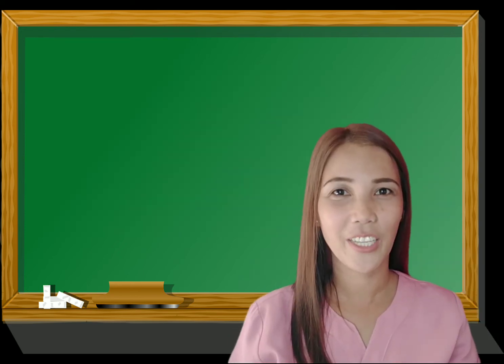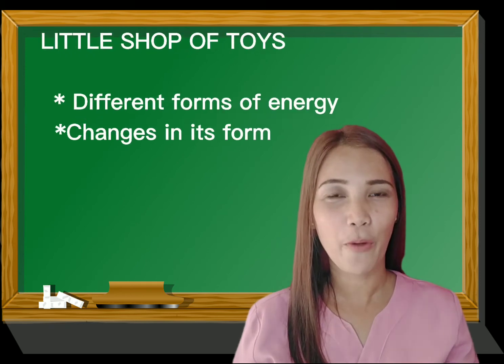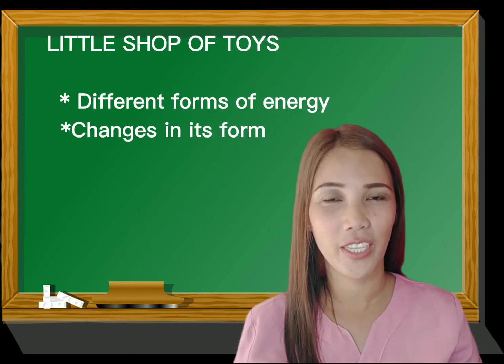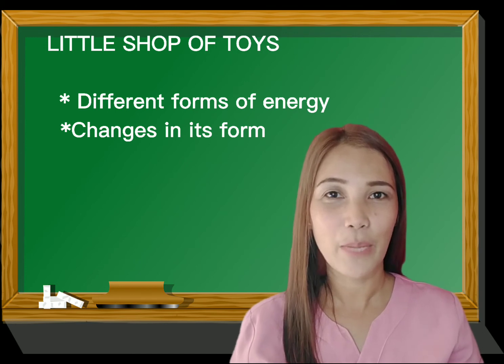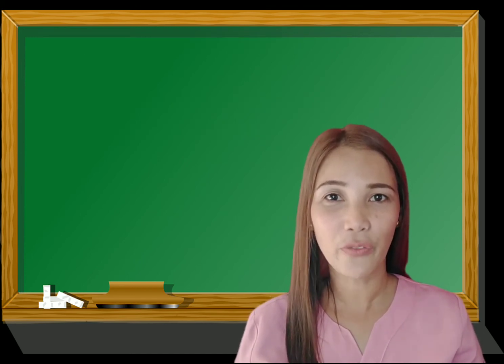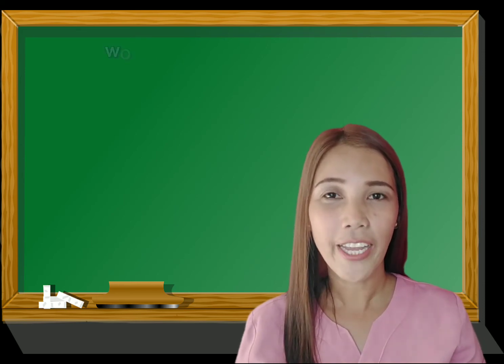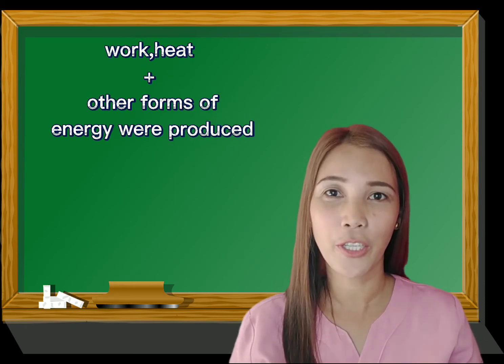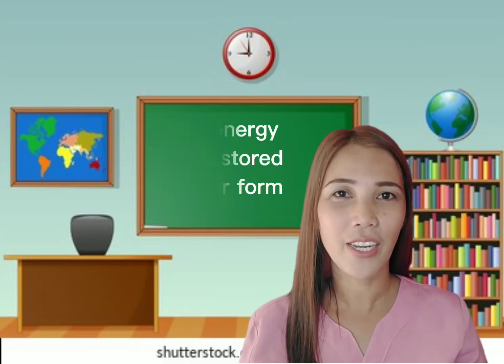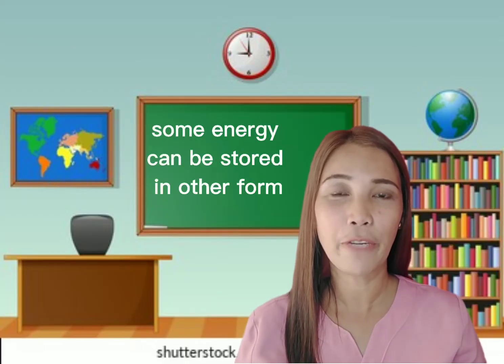In the activity that you performed, Little Shop of Toys, you identified the different forms of energy and its changes in simple toys. Indeed, when this energy got transferred or transformed, work and heat plus other forms of energy were produced, like sound and light. And some of this energy can also be stored in other forms.